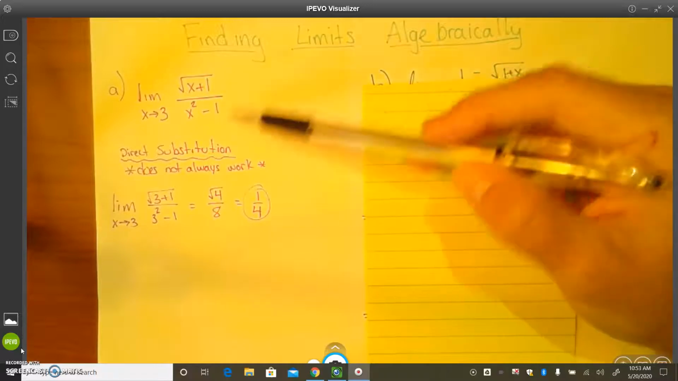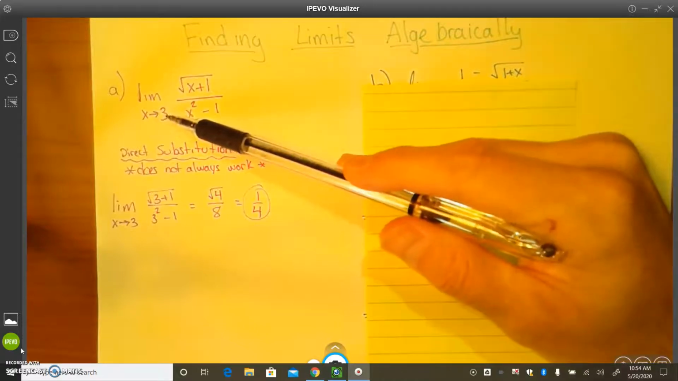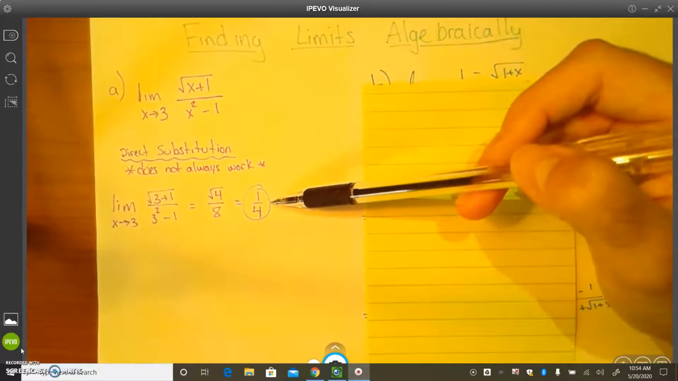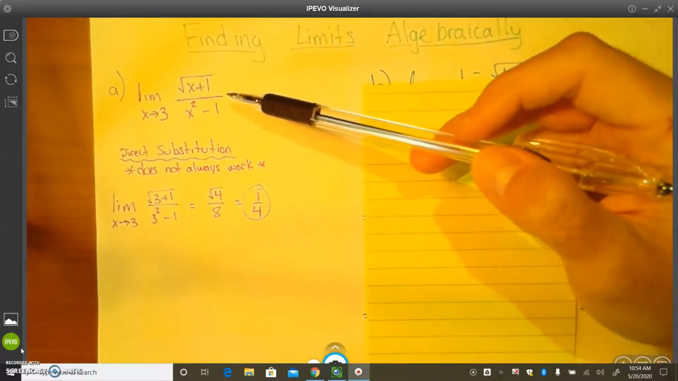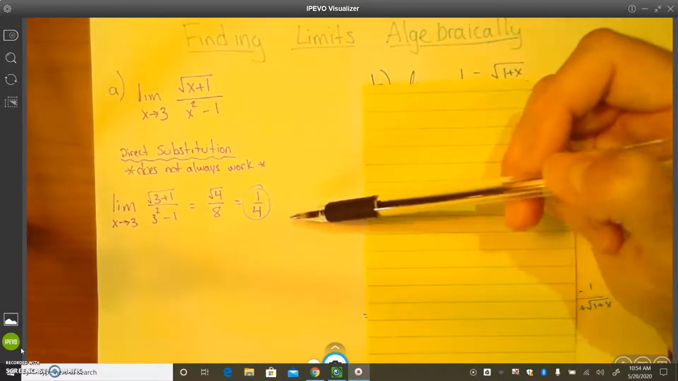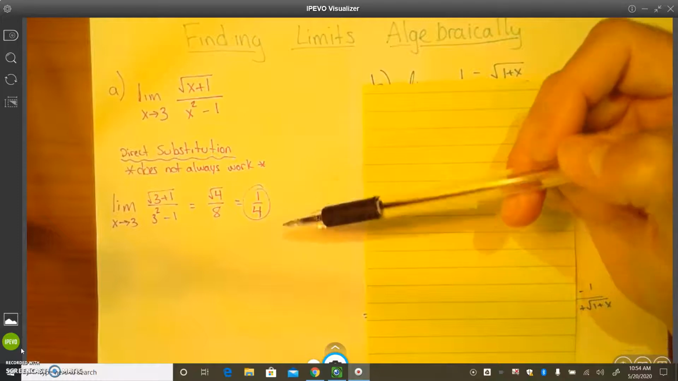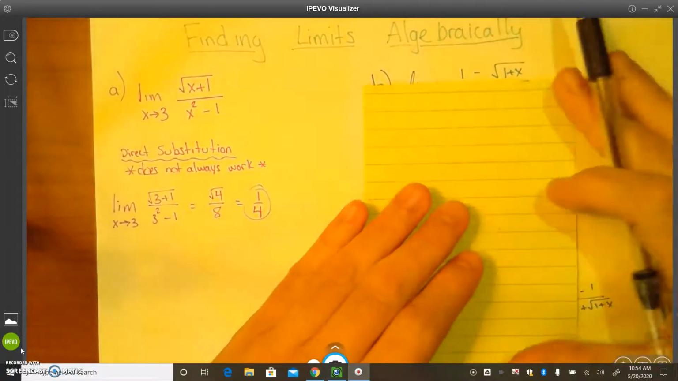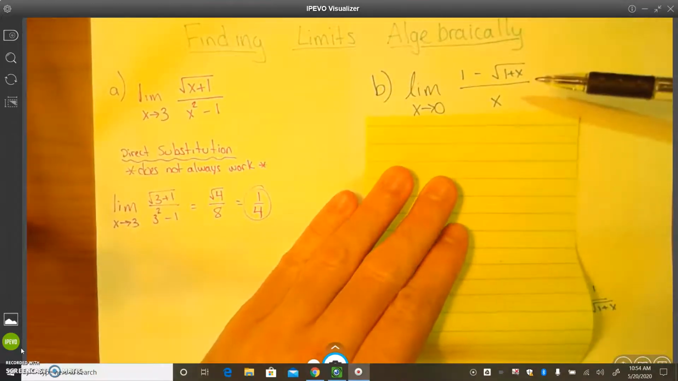Now, that being said, this isn't a piecewise function. It does have domain restrictions, but not at 3. So we can go ahead and plug 3 into this, and we get a limit value of 1/4. Now, if you do a table of values or you use Desmos or a graphing calculator, this would also agree with that value of 1/4. Excuse me. So let's see some limits where direct substitution does not work.